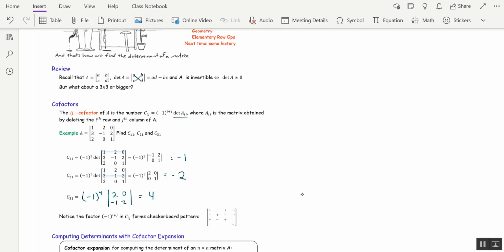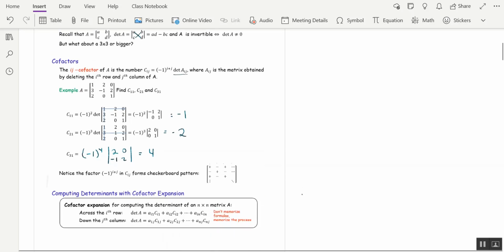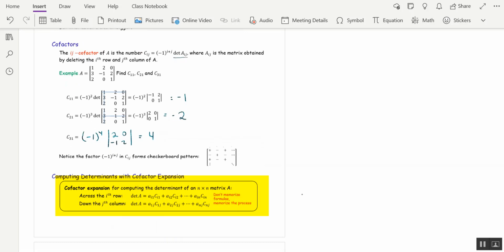So note that the -1 to the i plus j is going to form a checkerboard pattern. It's going to go plus, minus, or if you're on the second row, it will start with a minus and then go plus, so on and so forth. Here are the two formulas for cofactor expansion. You can do cofactor expansion down any column or across any row. Don't memorize these formulas, rather memorize the process of finding a determinant.